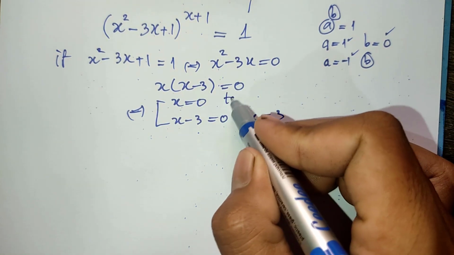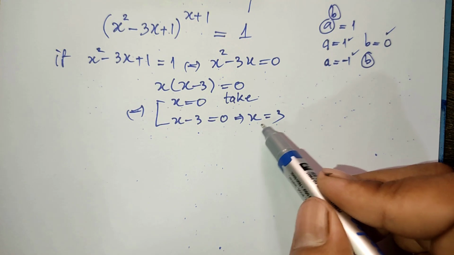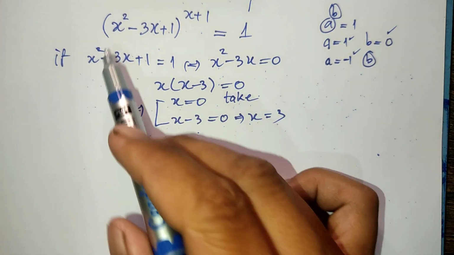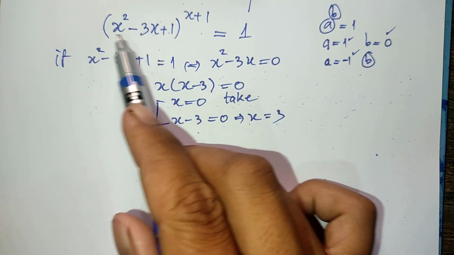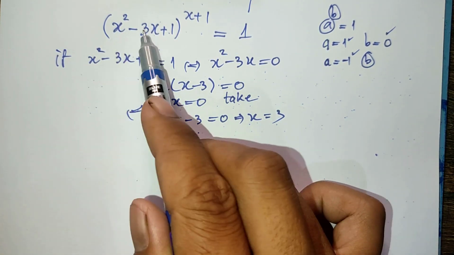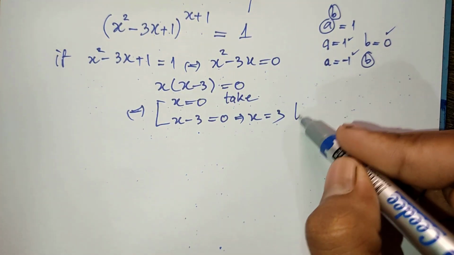Okay, take it. And if we use x equals 3, so 3 squared we get 9, and 3 multiplied by 3 we get 9, and 9 minus 9 we get 0, and this 1 to the power 4 is equal to 1, is true. Okay, take it.